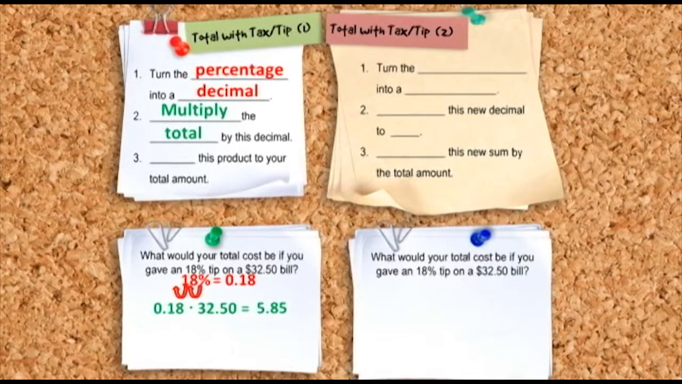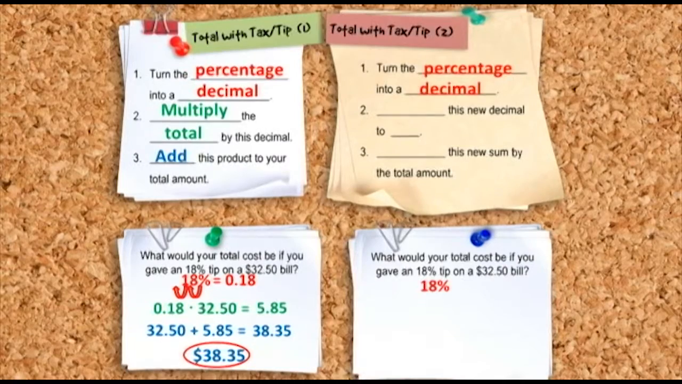This last step, you need to remember to add this product, the multiplication, the 5.85 that we just got. You need to add that product to your total amount. A lot of students tend to forget this step, so be careful with this method. So I'm going to add those together. My total bill would be $38.35 with my tip.